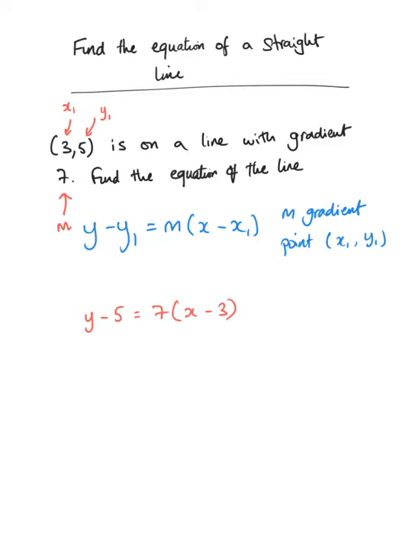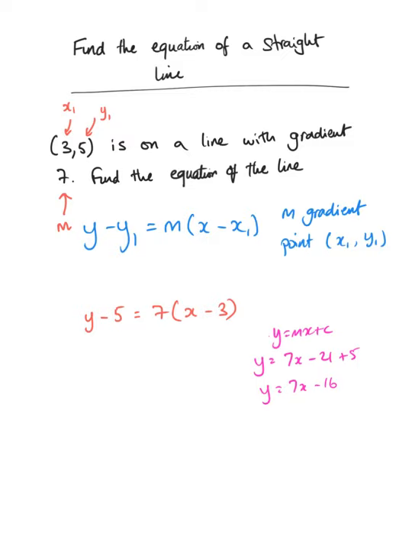It is absolutely fine to leave it like that if you haven't been asked to give it in a particular way. So let's say we've been asked to give it in the form y equals mx plus c. All I need to do here is multiply out and rearrange. So y is equal to 7x minus 21 plus 5. So y is equal to 7x minus 16. And all I've done there is some rearranging.